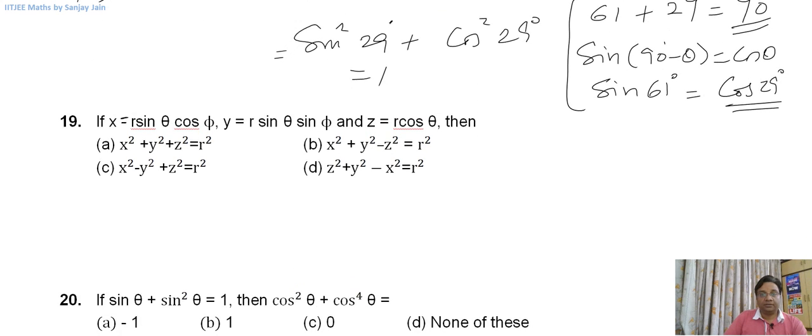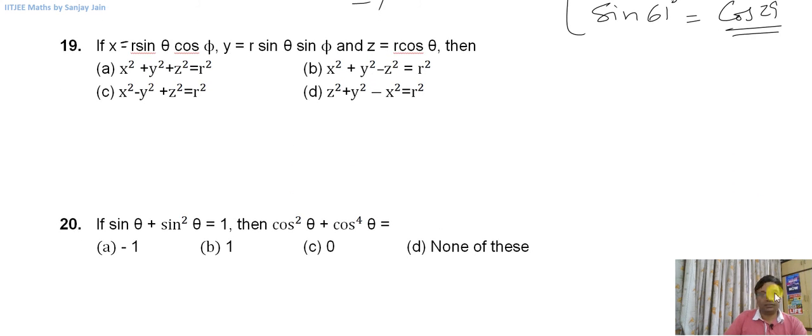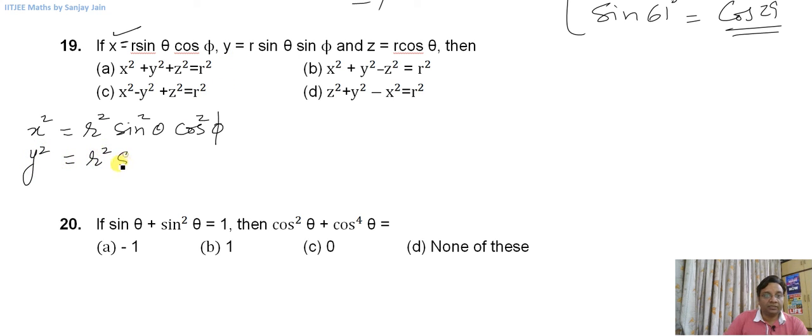Next one, although the answer options are giving you an idea that we need to square these terms, and then we will see which answer will be correct. So if I square this, I'll get x squared is equal to r squared sine square theta cos square phi. If I square the second one, I'll get y squared equals r square sine square theta sine square phi, right? And in the third expression, I've got z, so z squared is equal to r square cos square theta.